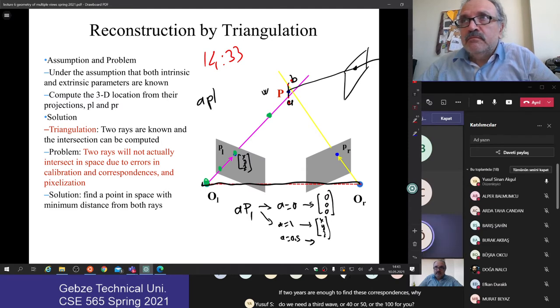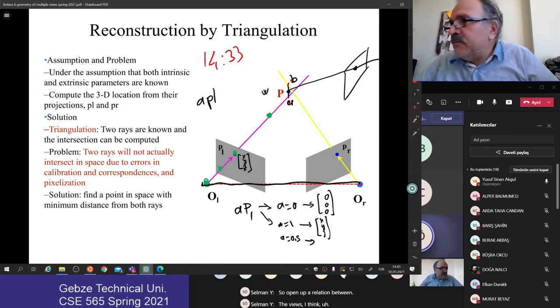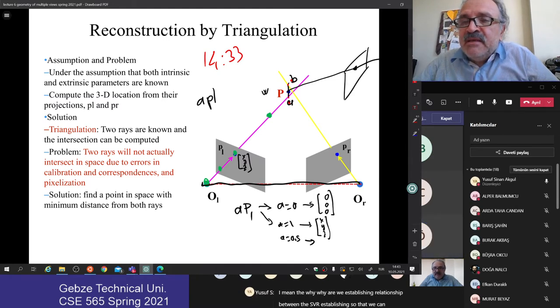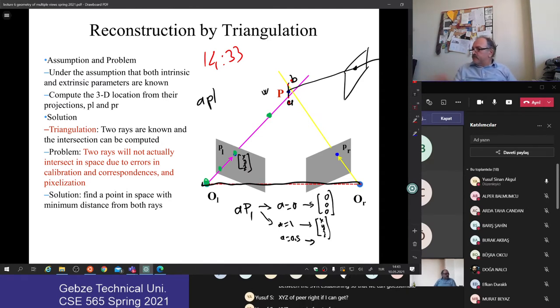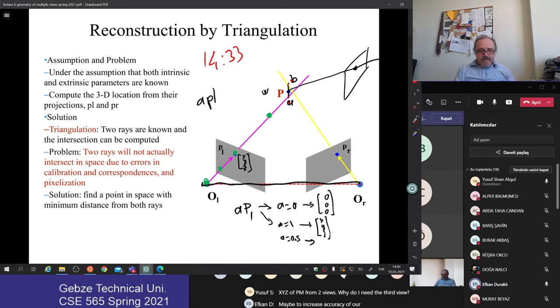Obtain a relation between the views, I think. I mean, why are we establishing relationship between the views? We are establishing so that we can estimate the xyz of P, right? If I can get the xyz of P from two views, why do I need the third view? Maybe to increase accuracy of our system. Exactly.